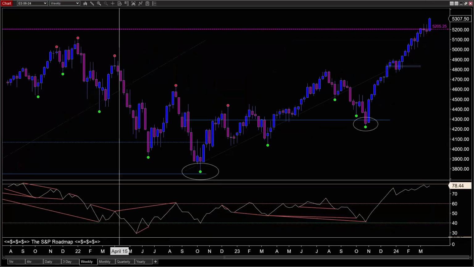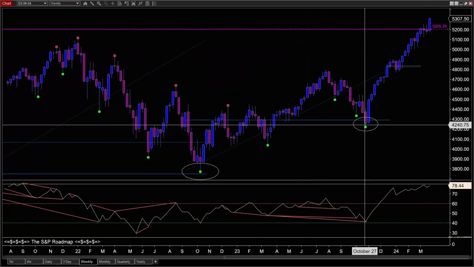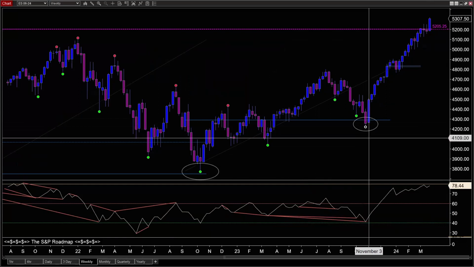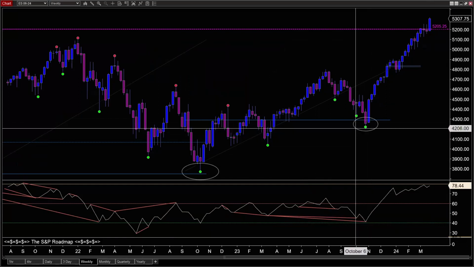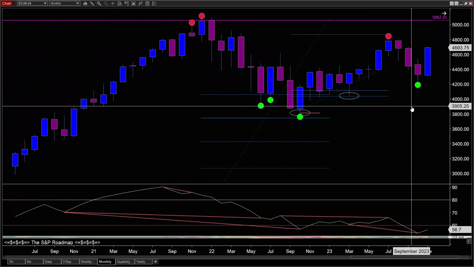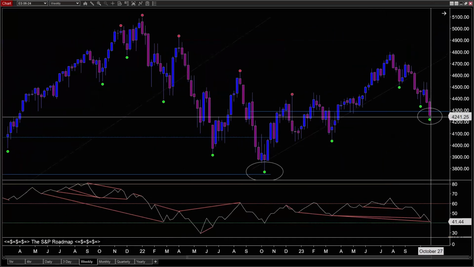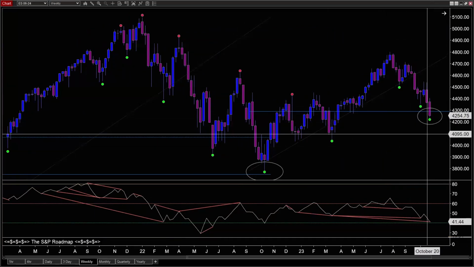I jump down to my weekly. And if you notice, here's the low of October of last year, which also gave us a bullish signal on the weekly. So as you can imagine, when we came into the markets at the end of October here, we saw potential on the monthly and the weekly for the bulls in terms of a divergence signal.